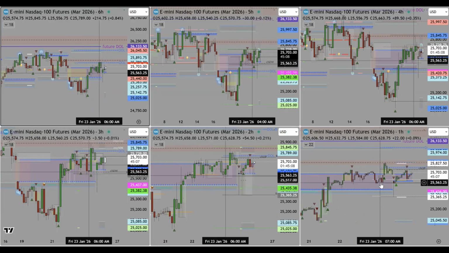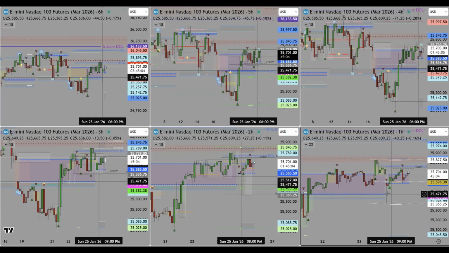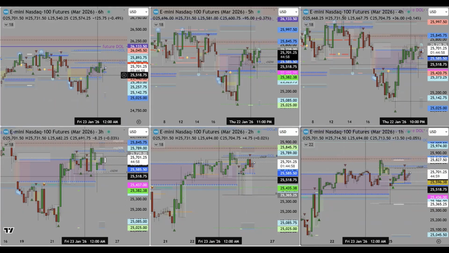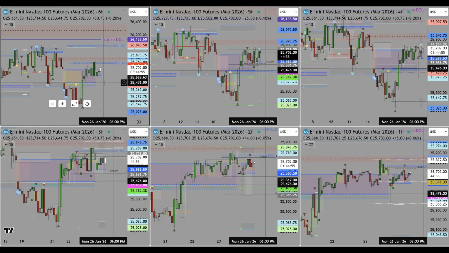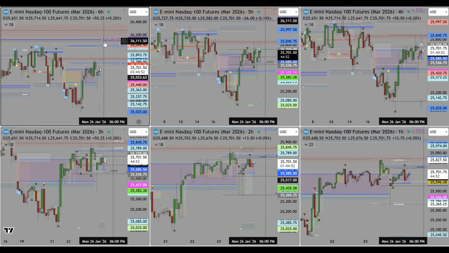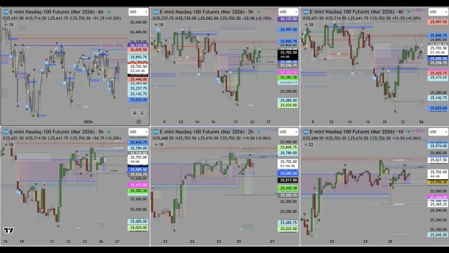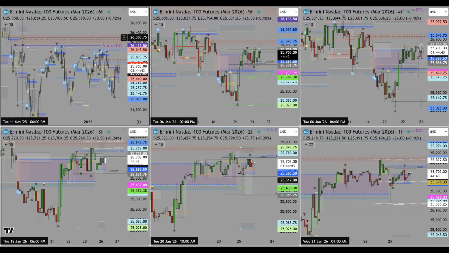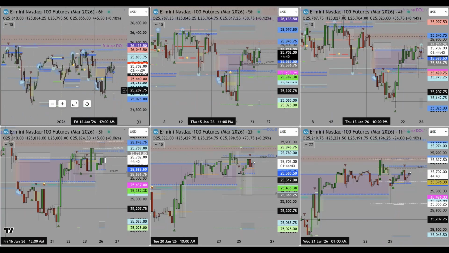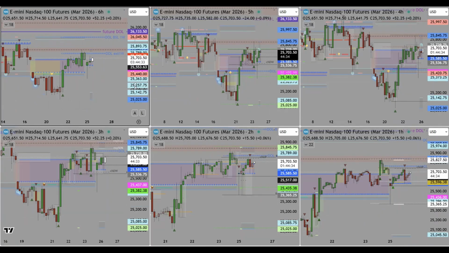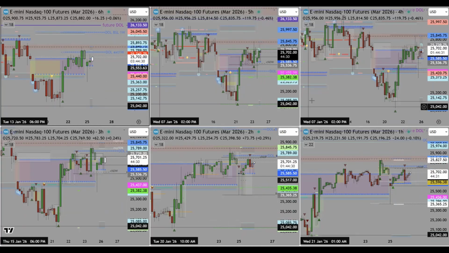In all time frames, the bodies are respecting the 50% of this area. So the draw on liquidity is very likely to be this. Why this? Because we got relatively equal highs over there, and over here we got an important premium array. So now that is all clear, we are higher in these higher time frames.